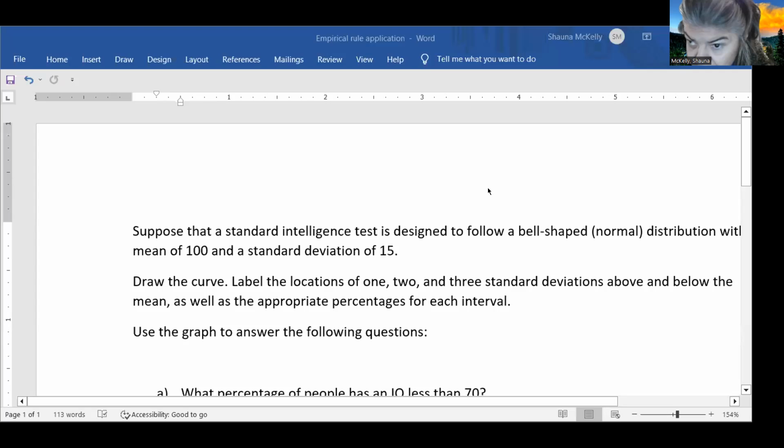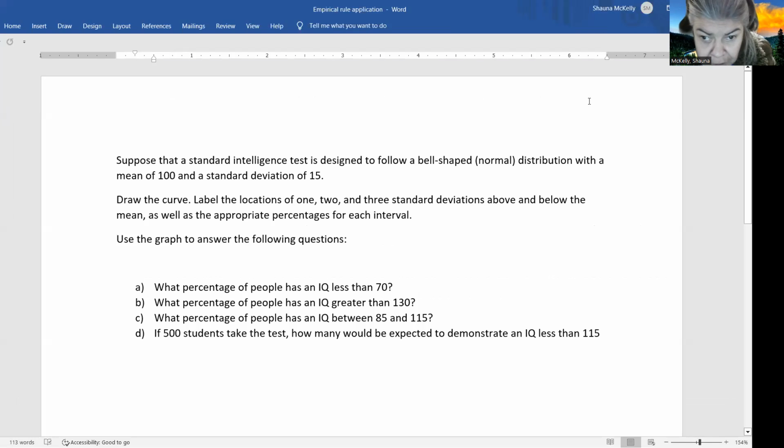So let me share the screen at this time and present the problem that I'm talking about. Let me drag this over some. Suppose that a standard intelligence test is designed to follow a bell-shaped normal distribution with a mean of 100 and a standard deviation of 15.